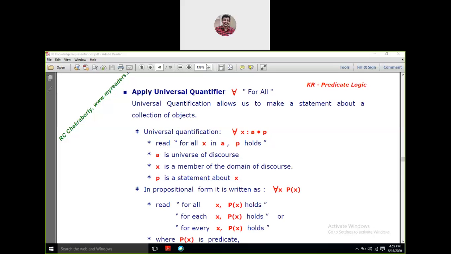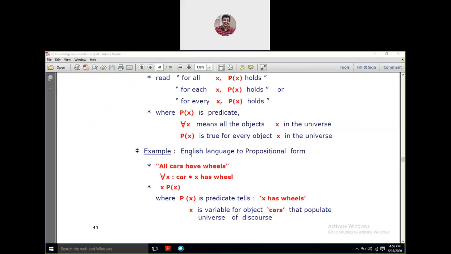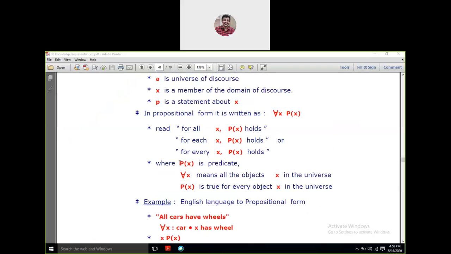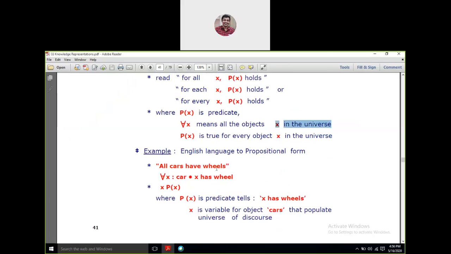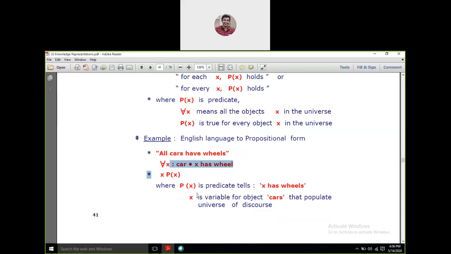Now, applying the universal quantifier, that means for all, they have just shown this thing, how we do apply it, like for all x. That means for all the objects, x is in the universe of discourse, right? So all cars have wheels, that means for all x, where x is a car, x does have wheels, that means cars do have wheels, right?